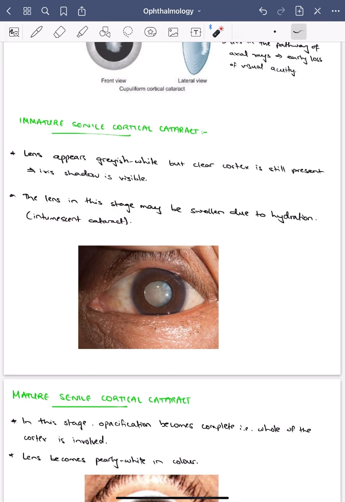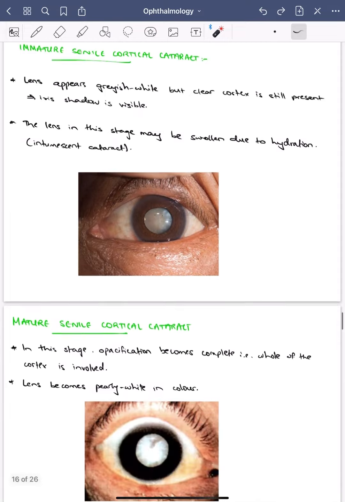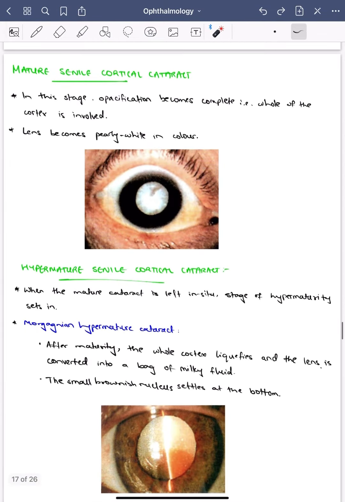Okay, so again, immature senile cataract, the lens appears grayish white, but the cortex is still clear and the iris shadow is visible. And the lens, if it is swollen due to hydration, it is known as intumescent lens and intumescent cataract. The next is the stage of mature senile cortical cataract.